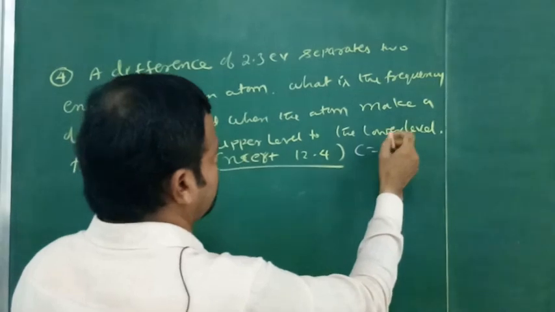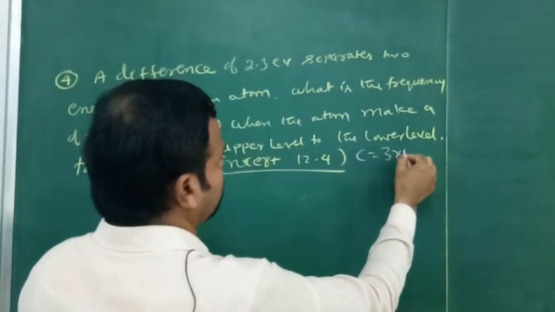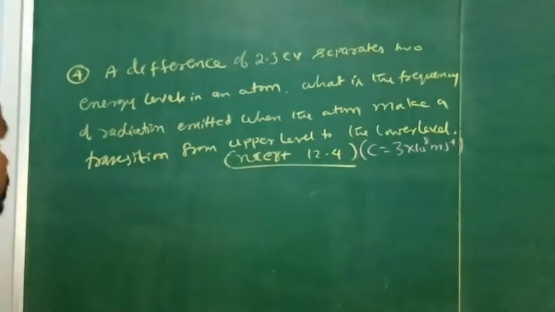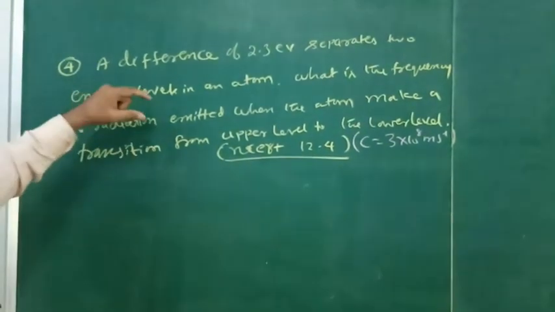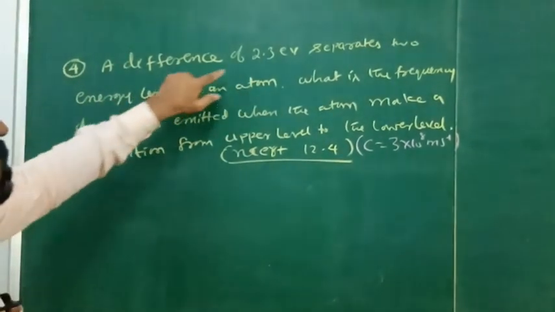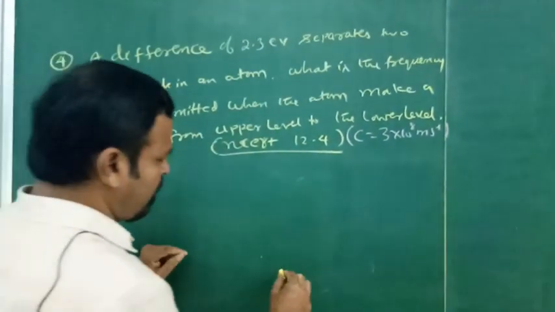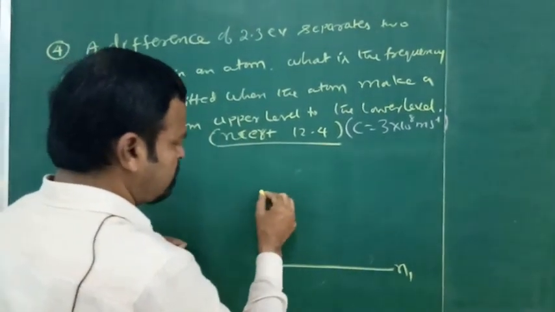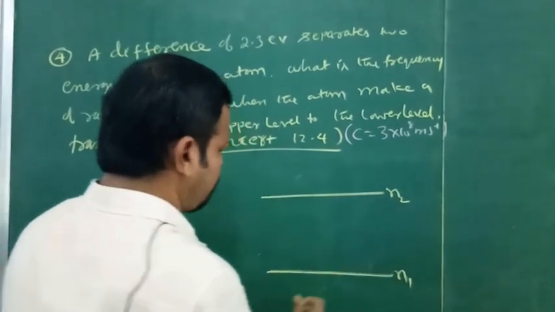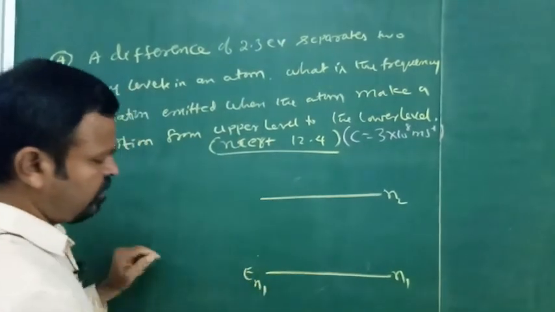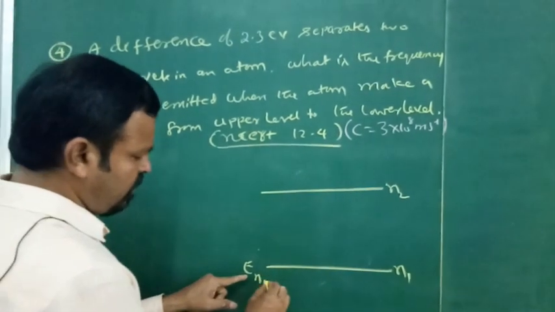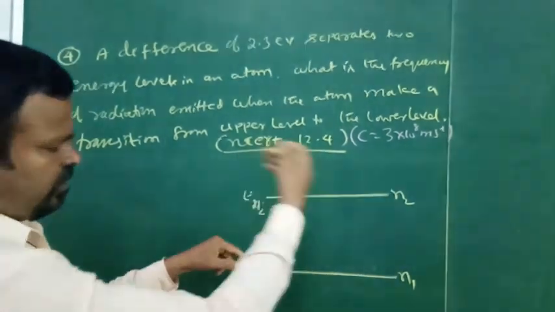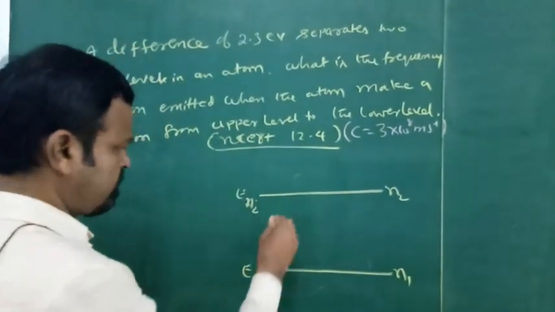And C, the speed of light, is given as 3 into 10 power of 8 meter per second. Just observe this. The energy difference between the two energy levels is 2.3 eV. You write the two energy levels. Say n1 is the first energy level or lower energy level, and this is n2. So the energy of the first orbit is En1, and En2 is the energy of the second orbit, meaning the higher orbit. The energy difference is given here.